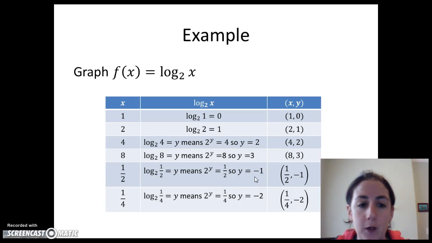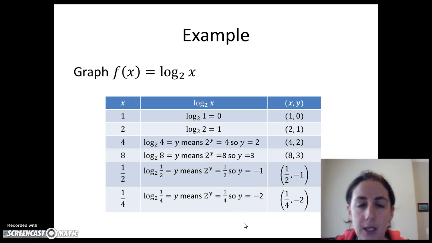And we'll do one more for good measure, 1/4. Log base 2 of 1/4 gives us our y value. That means 2 to the y is 1/4. Since that 4 is in the denominator, we know y has to be negative. 2 to what power is 4? 2. So 2 to what power is 1 over 4? That's where the negative 2 comes from.